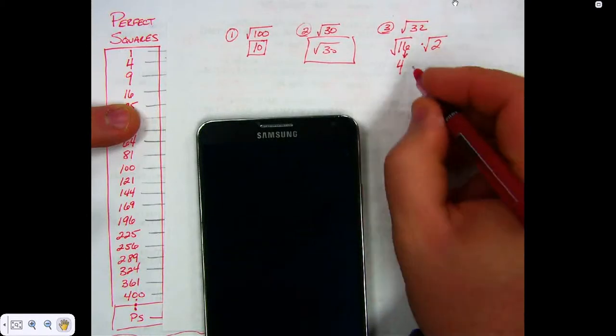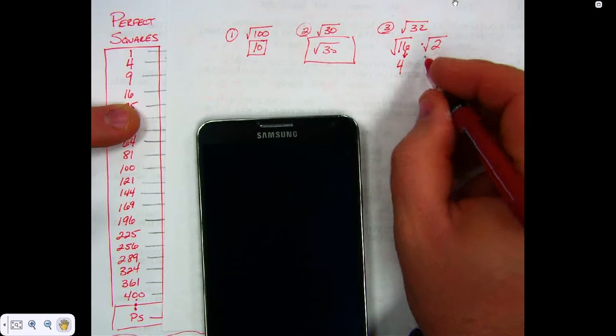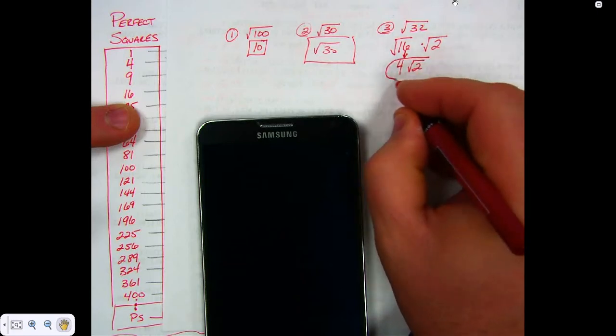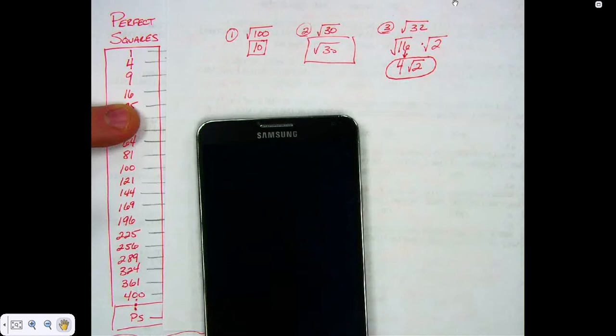You can't answer that question for the square root of 2, can you? So it just comes down with it and it stays the same. What do you think about that? That's not that bad, is it?